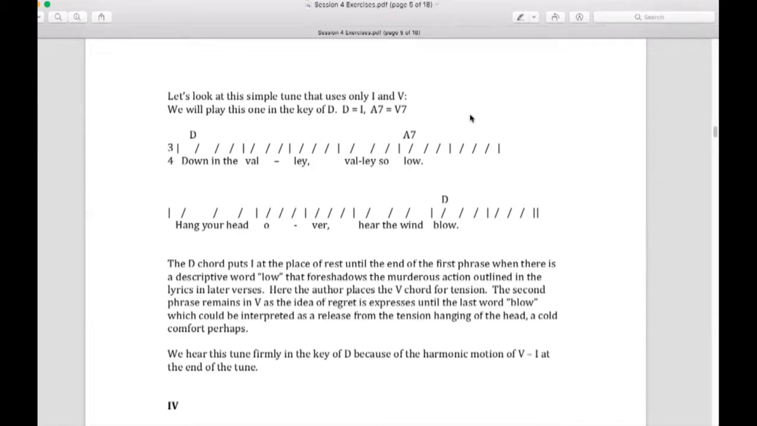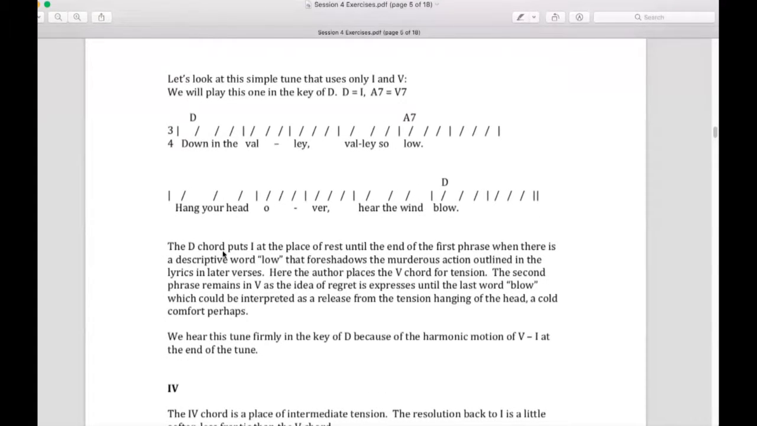Everybody get that? And I know you all know these chords, but I'm wanting you to listen to 1, 5, 1, and really hear that relationship. Let's do D, A7, D again. Ready? Go. D, A7, D. Everybody got that?